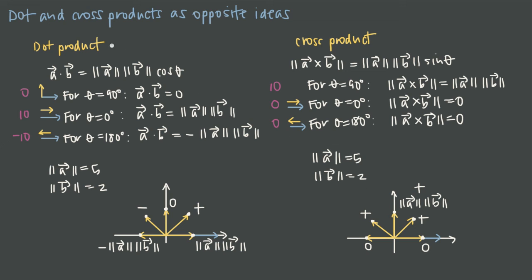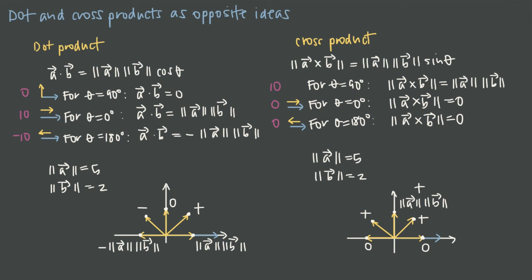So when we say that the dot product is kind of about how much the vectors move in the same direction, that's because we have this value here for the dot product of the lengths of the two vectors when they move in exactly the same direction, and then when they move in exactly opposite directions, we have this negative product of the lengths. And we say that the cross product is kind of a measure of how much the vectors move in opposite directions because we have this product of the lengths of the two vectors when the vectors are orthogonal, when they're at 90 degrees.